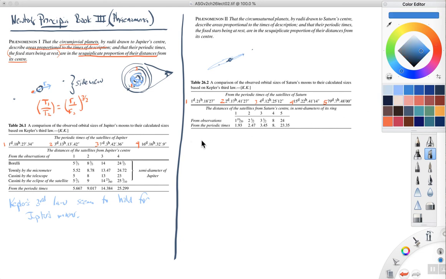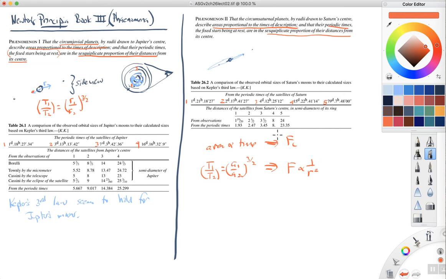And once again, he finds that, first of all, I guess I skipped over something. First of all, the areas that are swept out by these moons are proportional to the time you're considering, and secondly, that the periodic times are in the sesquiplicate ratio of their distances. Okay, so again, if the areas are proportional to time, according to Newton, this implies that there must be a centripetal force, and that Kepler's third law holds. These are the radii or the semi-major axes. This is going to imply that the force goes as 1 over r squared. Whatever force there is holding these in orbits must be a 1 over r squared force.